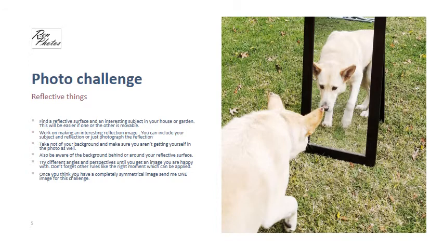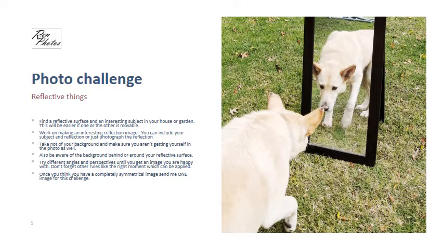So today's photo challenge: find a reflective surface and an interesting subject in your house or garden. This will be easier if one or the other is movable, so you can move it. In this instance, I moved the mirror outside. The dog is also movable, but it was just easier to move the mirror outside than have her inside being a bit of a bull in a china shop.